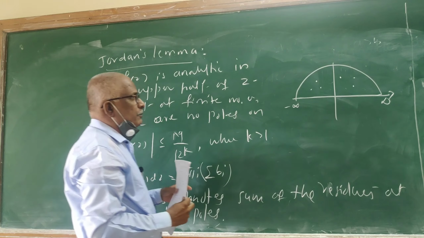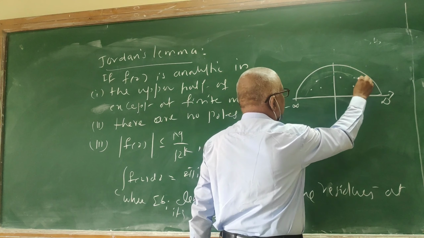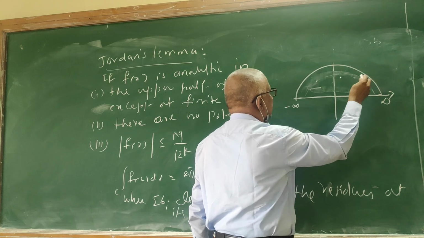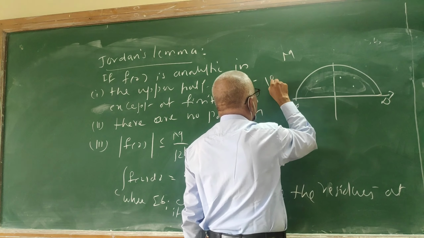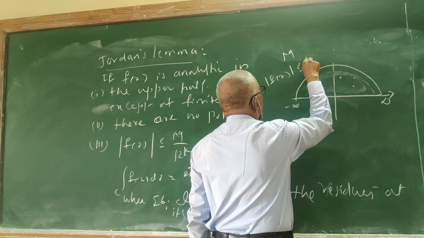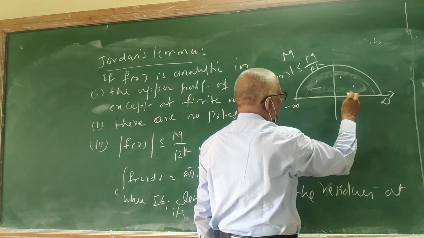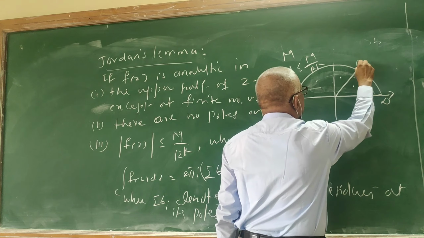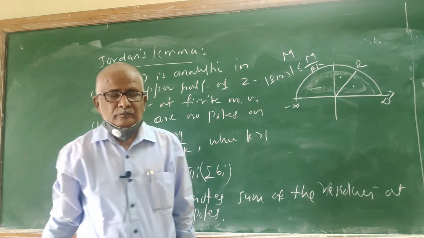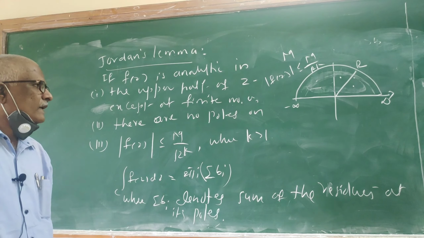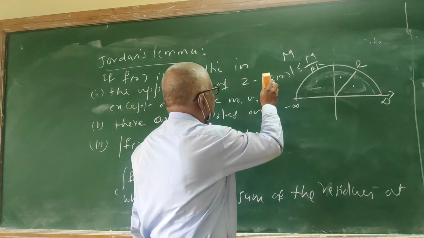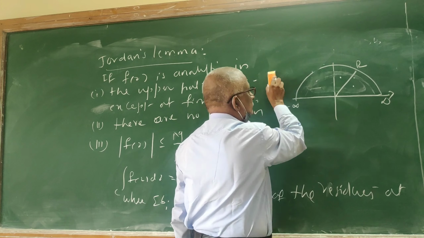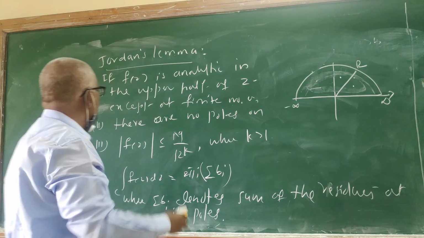The third one is that f of z must be bounded. There exists a real quantity m such that modulus of f of z is less than or equal to m by r raised to k. What is r here? R is the radius of this. So with these three conditions, we have to prove the result. Now I know all these things.